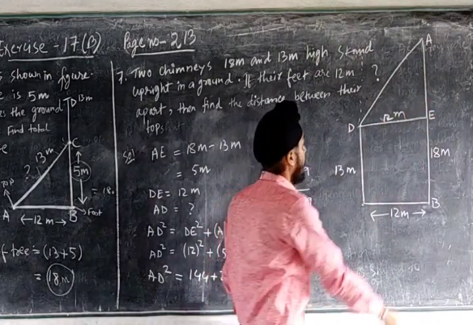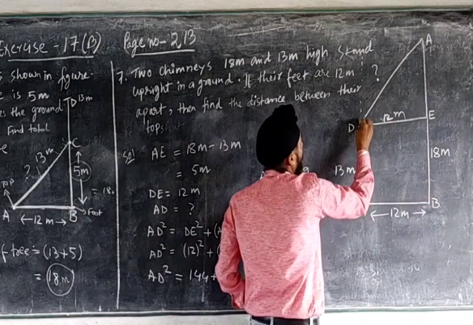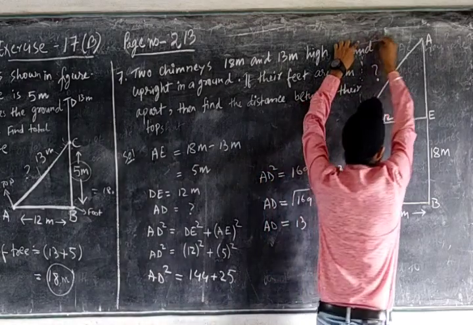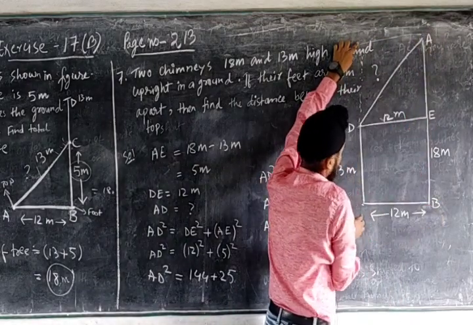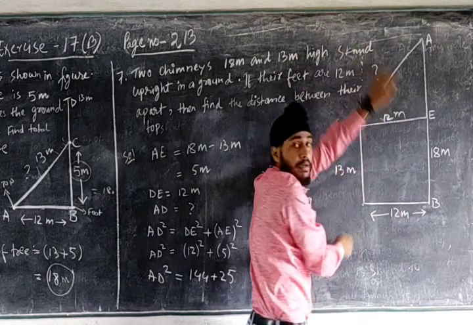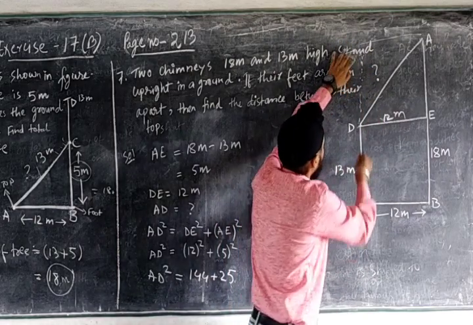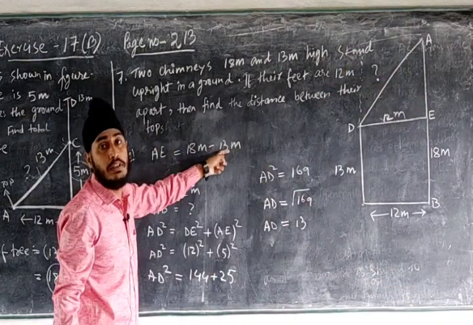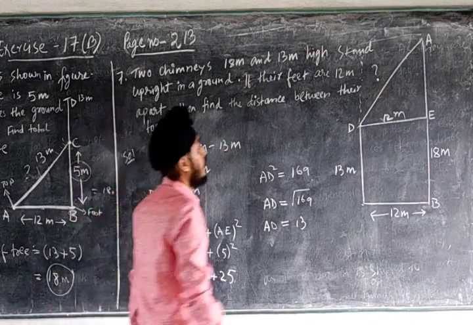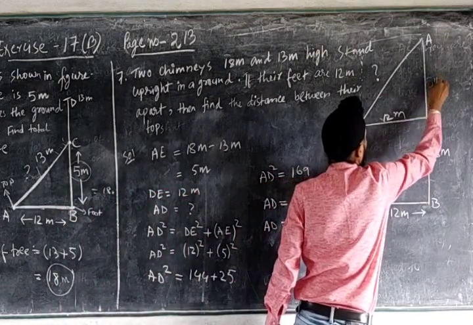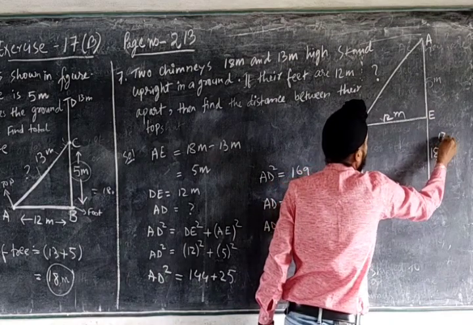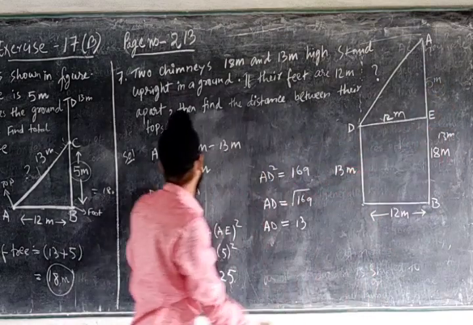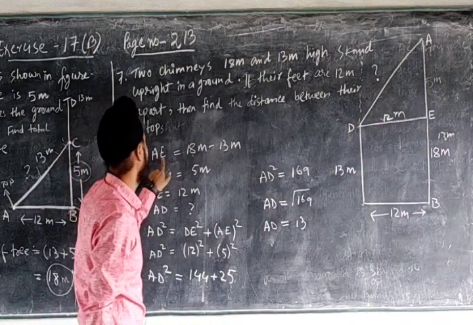If I draw an imaginary line here, from here to here is 18 meter. So this distance will also be 18 meter. What will be the remaining distance, from here to here? That is AE. So AE will be 18 meter minus 13 meter. How much will you get? 5 meter. From here to here it is 13 meter, the same. So the remaining distance is 5 meter. Clear? That is 18 meter minus 13 meter. So AE we got as 5 meter.